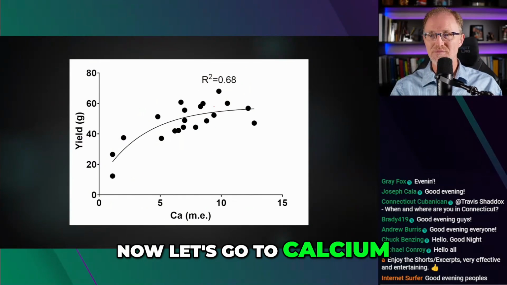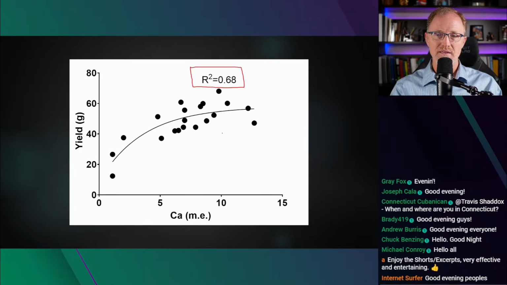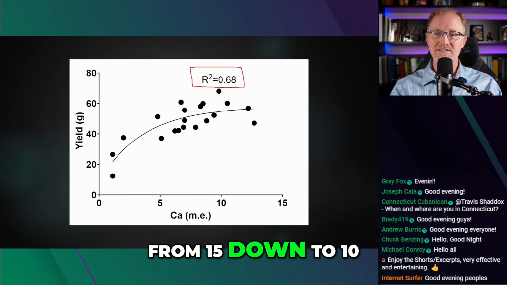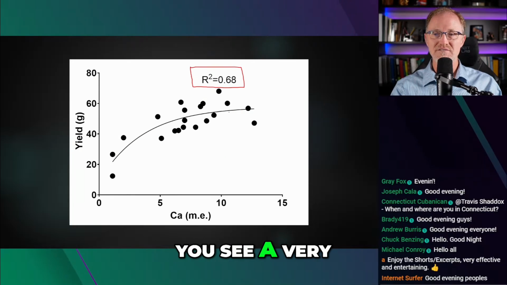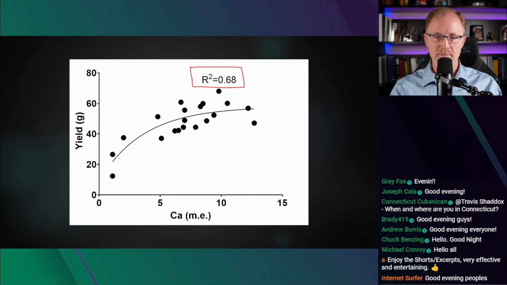Now let's go to calcium. Now we're up to 0.68 R squared. And you see as the calcium declines from 15 down to 10, down to 5, and down to 0, you see a very predictable decline in yield.